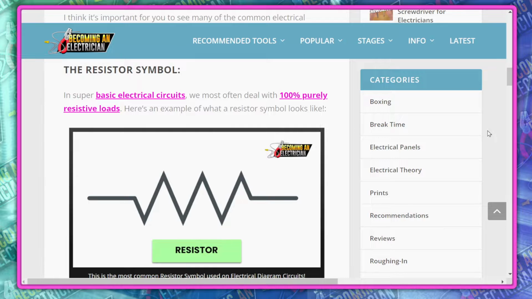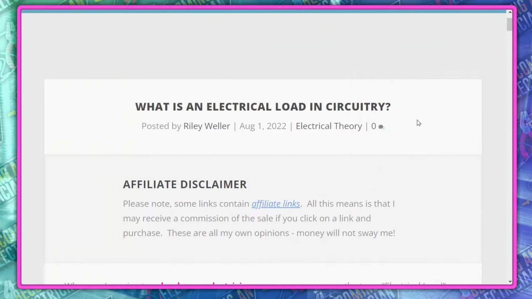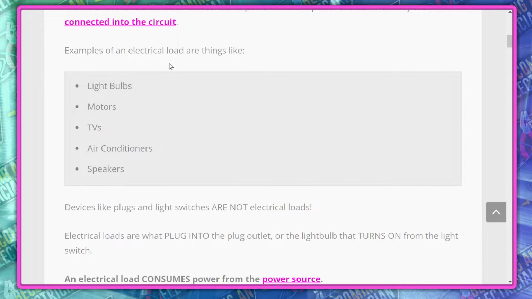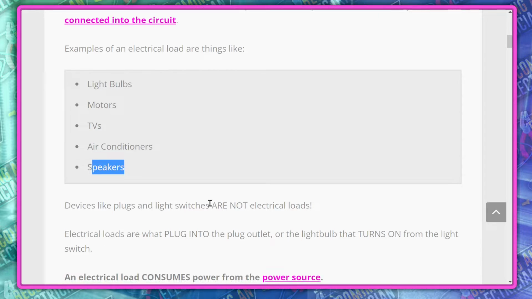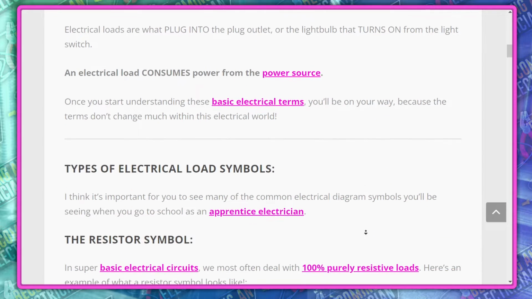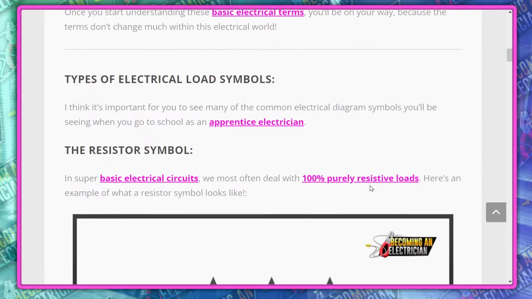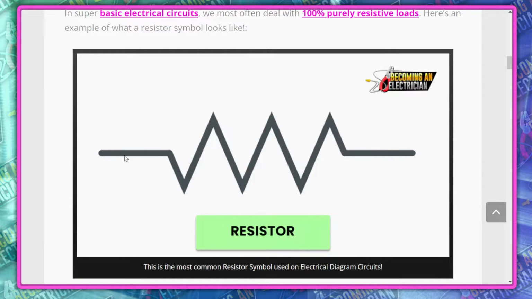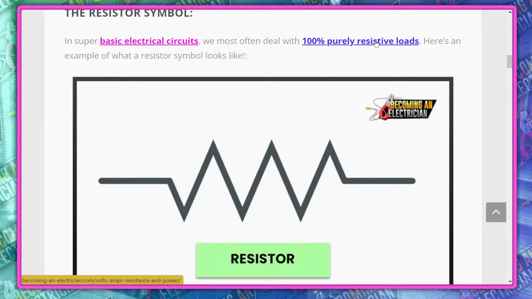Here's another upcoming article I have for you about what is an electrical load in circuitry, okay? So I already shared with you, an electrical load is something that consumes power. It could be a light bulb, a motor, a TV or air conditioner, speakers that you plug into the wall to listen to music, anything that is consuming power. And then we have our power source, which I'll talk about in just a second as well. But you can see that this is like a resistor, and this is kind of how they draw it. But remember, this is a purely resistive load, something like a baseboard heater or an incandescent light bulb.